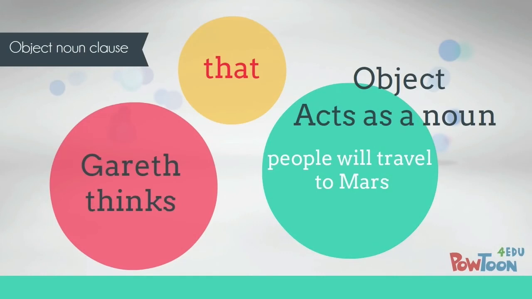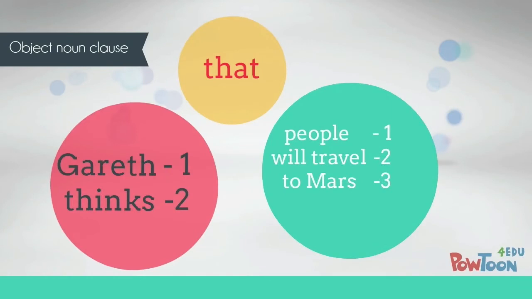It's called an object-noun clause because the sentence "people will travel to Mars" is the object of the verb think, and at the same time it acts as a noun or a noun phrase in the sentence. And inside the clauses we have the standard word order. In the main clause, Gareth is the subject, number 1, thinks is the verb, number 2. And in the object-noun clause, people is the subject, number 1, will travel is the verb, number 2, and to Mars is the object.